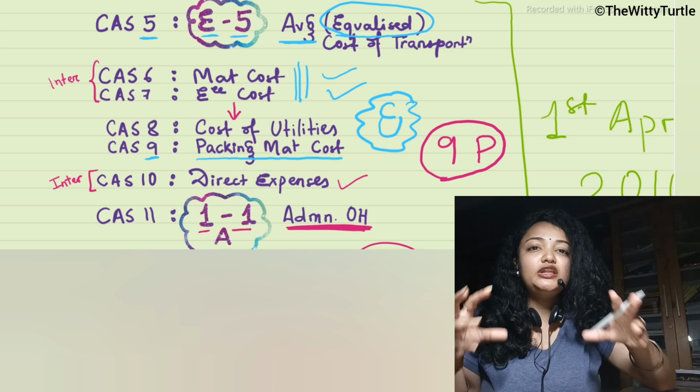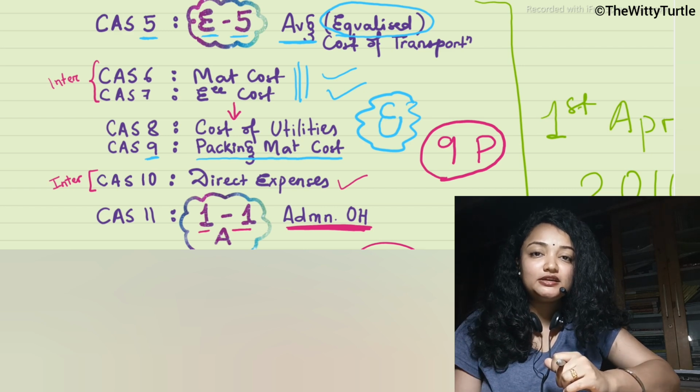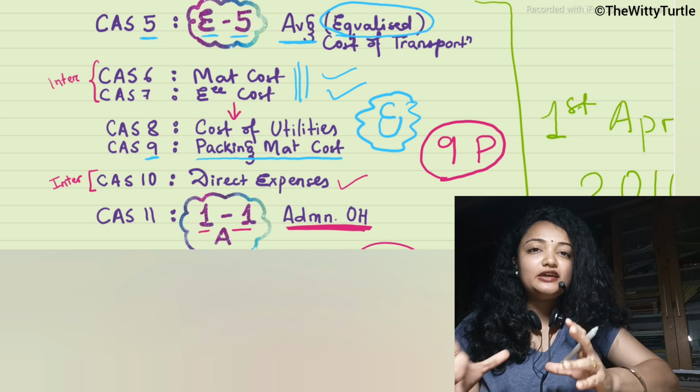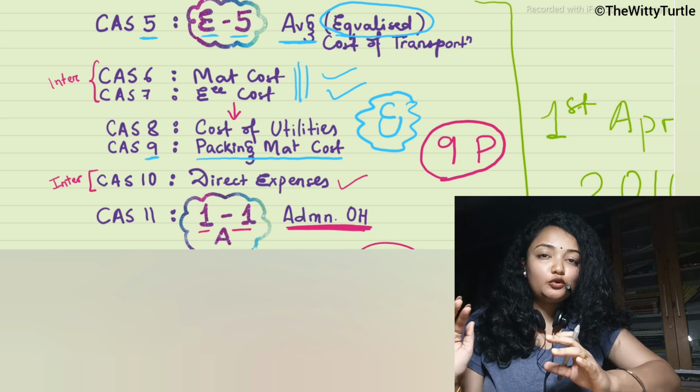After everything is done, we need the packing materials to pack everything. So CAS9 is your packing material. Then we have CAS10. This also we have studied in inter. एक full entire chapter था. So that is direct expenses, right? 10 हो गए out of 24.